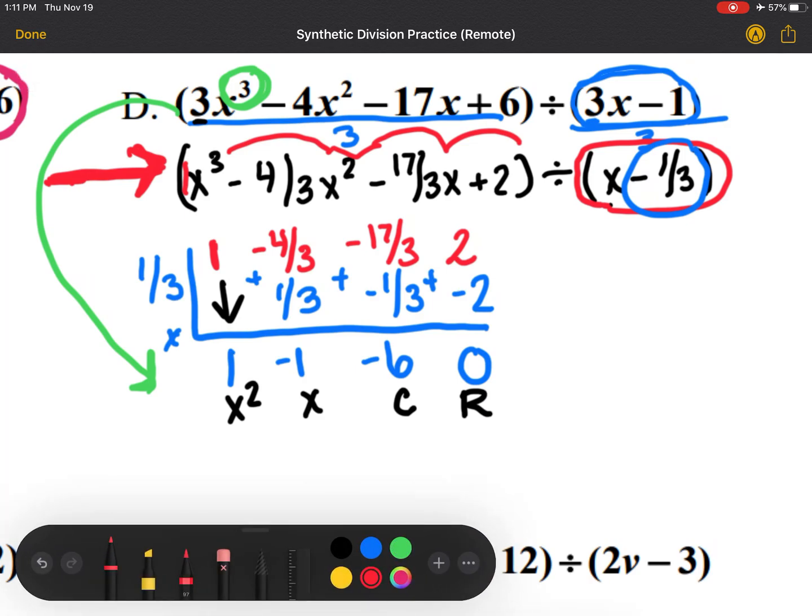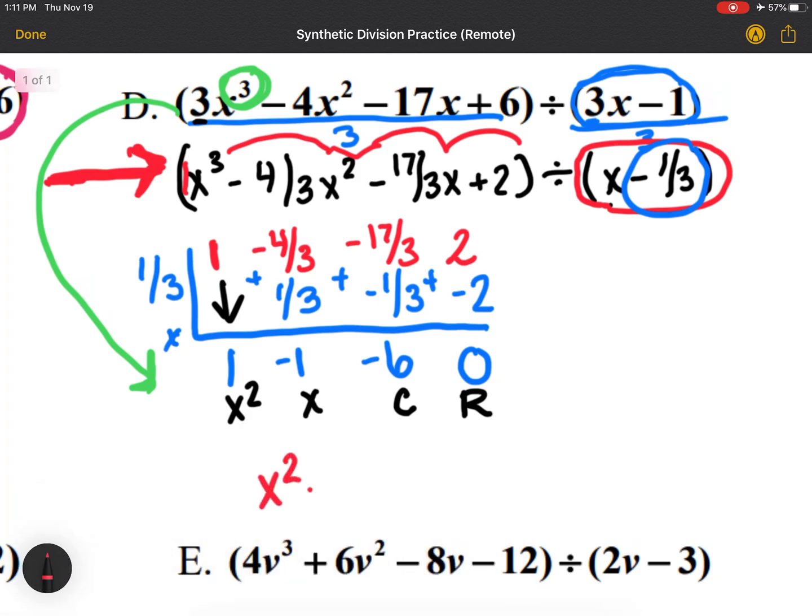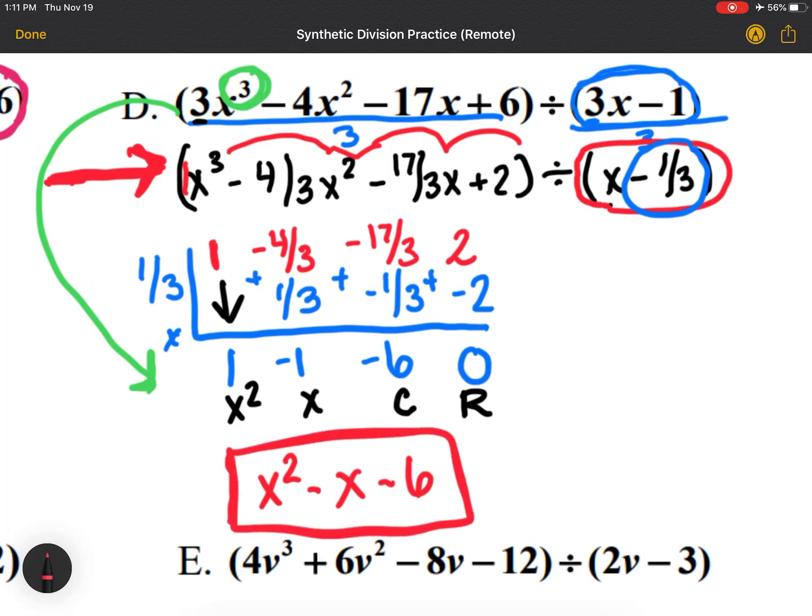And now, if I just read them from top to bottom, that is 1x squared minus 1x. And again, you can choose to write the ones if you want. Minus 6, and I'm not attaching any x to it because that's my constant, or regular number. And then I can add on the 0 if I want to, but since it's 0, I don't need to. So it's really like I don't have any remainder in this one. So here's my answer, x squared minus x minus 6.